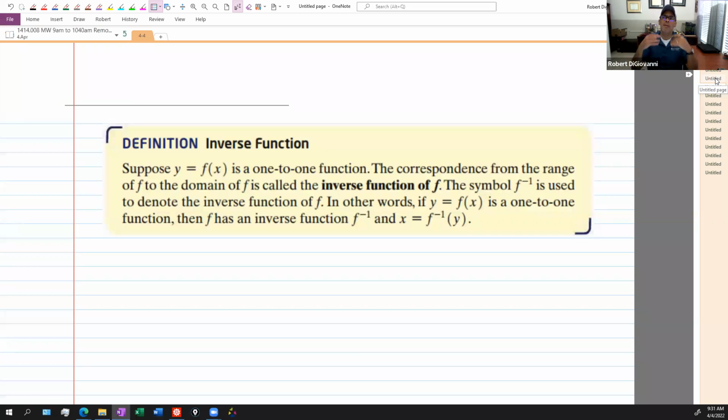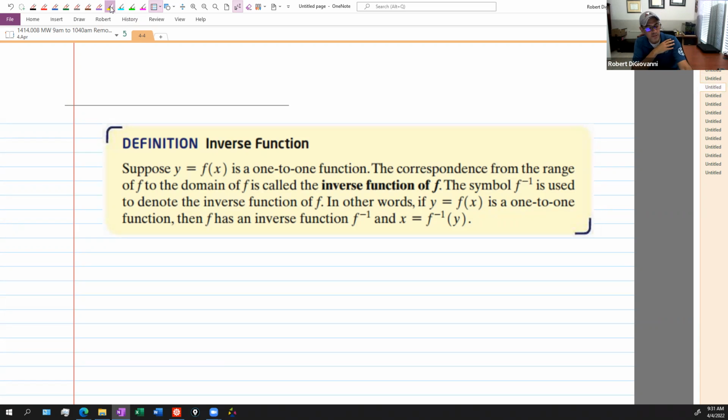So why is it so important for us to have this property of one-to-one? Like, what's so special about it? What makes it important to us? Well, we can define here what's called the inverse function.